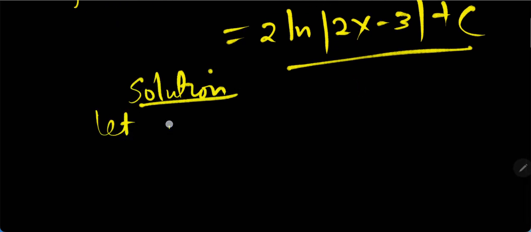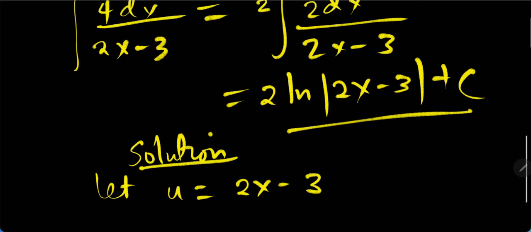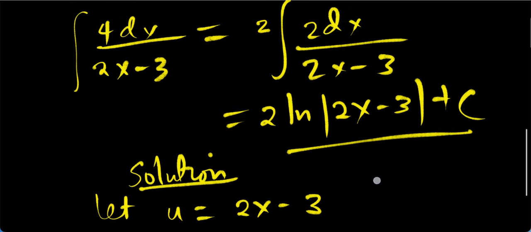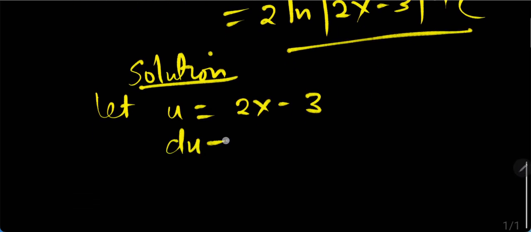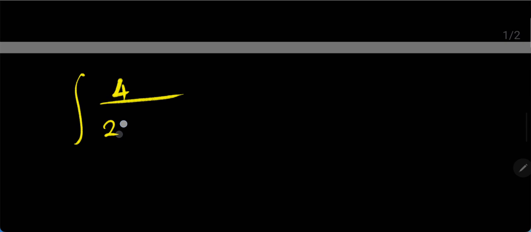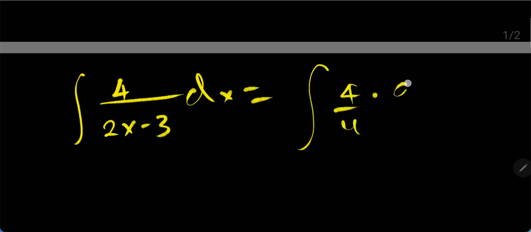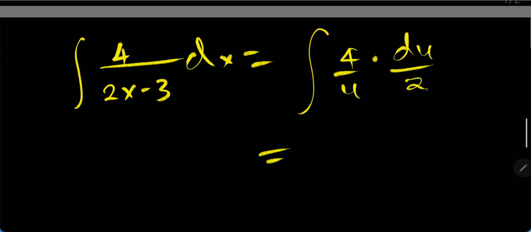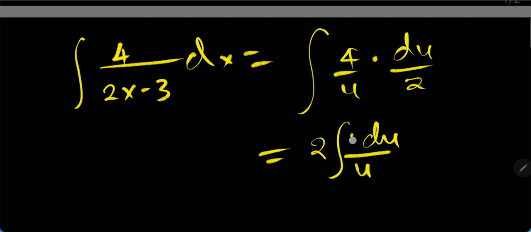We say let u be 2x minus 3. So we are going to change the denominator to a variable u, but we'll have to find the derivative so that we get dx. If you differentiate, we have 2 dx, which means dx is du over 2. So the integral of 4 over 2x minus 3 dx is the same as the integral of 4 over u times du over 2. If we factor out 4 over 2, which is 2, we'll have du over u.